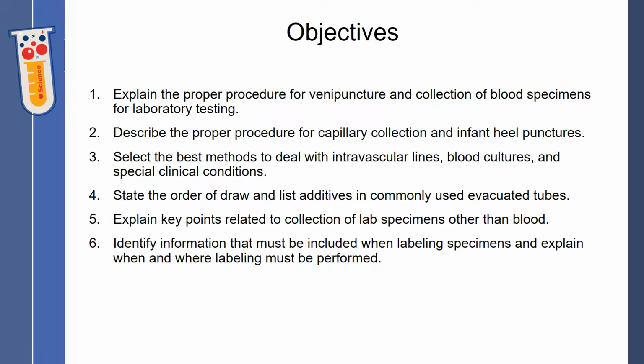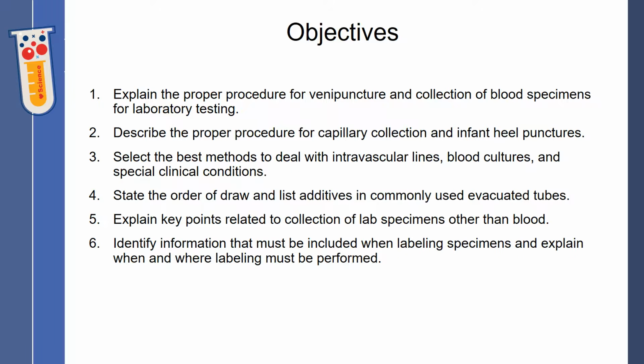the objectives for today's lecture. Number 1, explain the proper procedure for venipuncture and collection of blood specimens for laboratory testing. Number 2, describe the proper procedure for capillary collection and infant heel punctures. Number 3, select the best methods to deal with intravascular lines, blood cultures, and special clinical conditions. Number 4, state the order of draw and list additives in commonly used evacuated tubes.